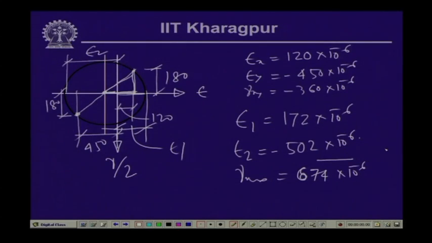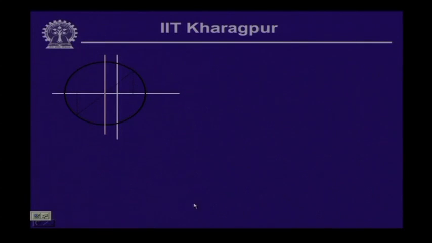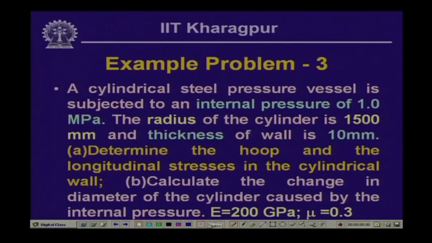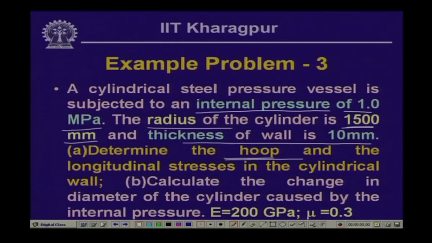Now, let us look into the third problem, which is related to the example we have discussed today. Here, a cylindrical steel pressure vessel is subjected to an internal pressure of 1 megapascal, the radius of the cylinder is 1500 millimeter, and the thickness of the wall is 10 millimeter. We have to determine the hoop stress, which is the circumferential stress, and the longitudinal stress in the cylindrical wall. Also, we have to calculate the change in diameter of the cylinder caused by this internal pressure.